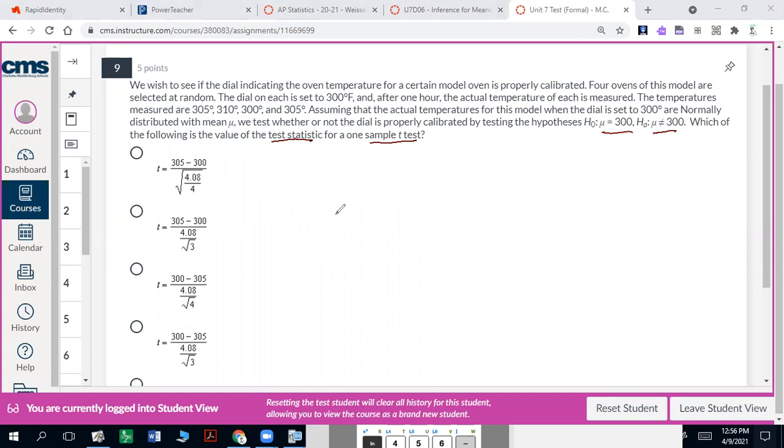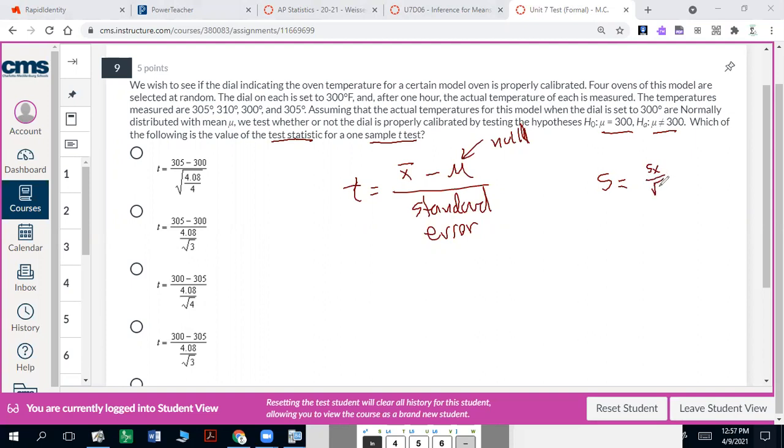Well, we could run the test, but the formula for the test statistic is always going to be your average minus your null. Remember, this is your null, over the standard error. So first of all, what is the standard error? If we look on your formula sheet, standard error for one sample is always going to be the standard deviation over the square root of n, right?